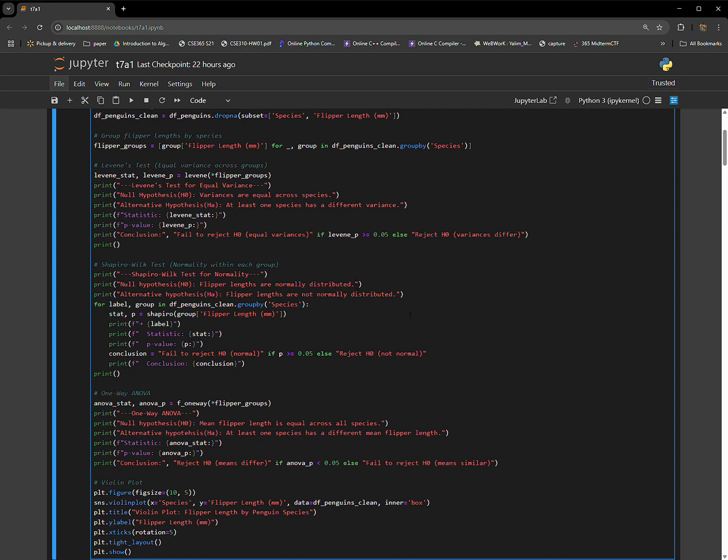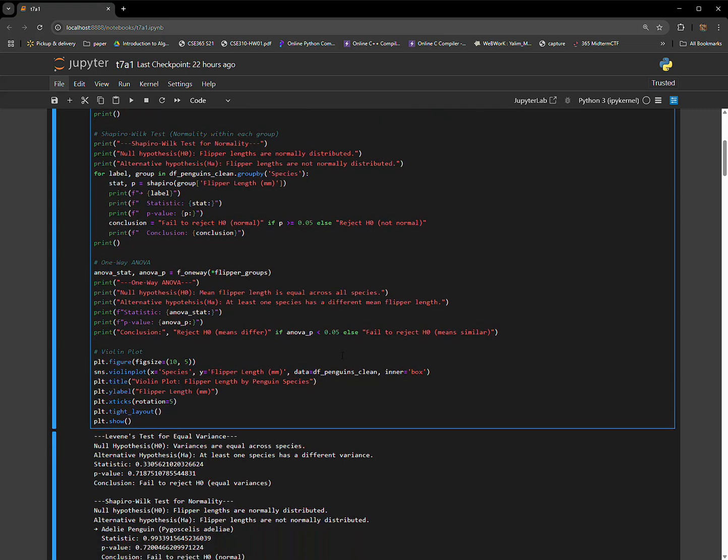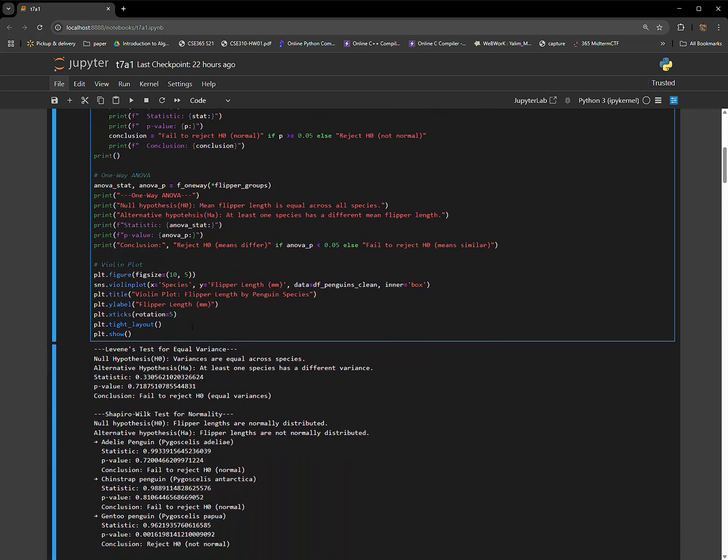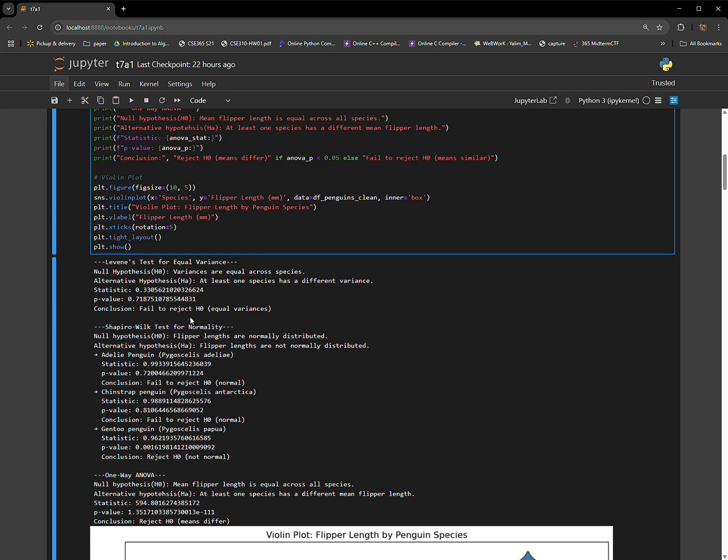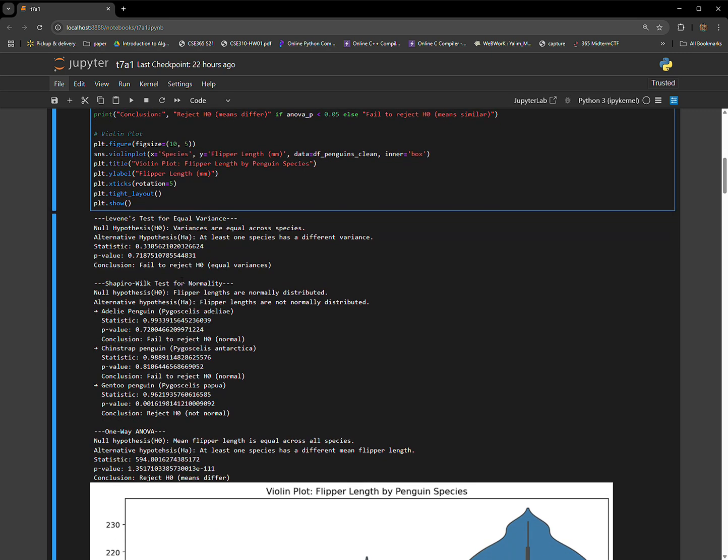For the Shapiro-Wilk test, our null hypothesis is that the flipper lengths are normally distributed, and the alternative hypothesis says that it's not normally distributed. I also did a violin plot to help visualize, as you'll see in a second. We found that the p-value for the Levene's test was 0.718, greater than 0.05. Therefore, we failed to reject the null hypothesis, and there is in fact equal variance.